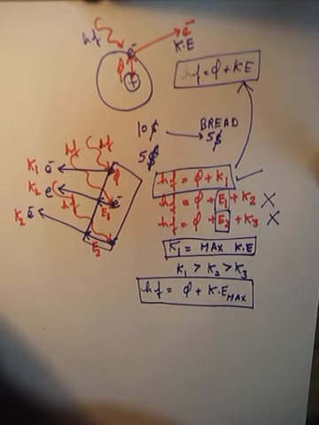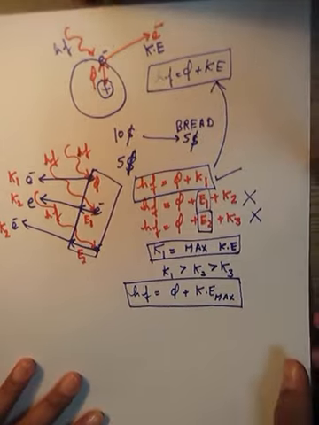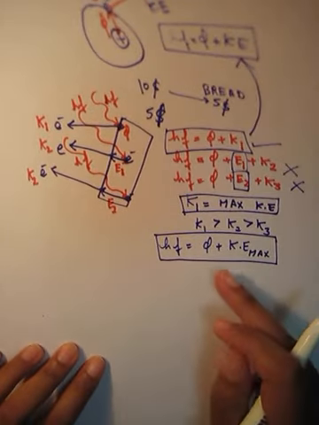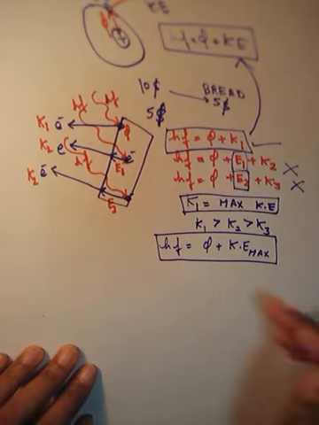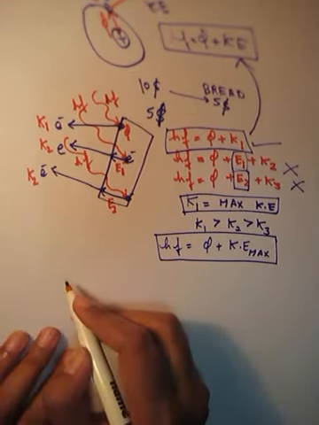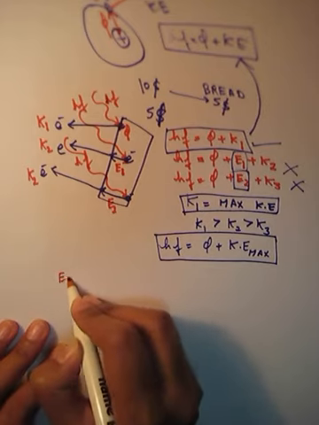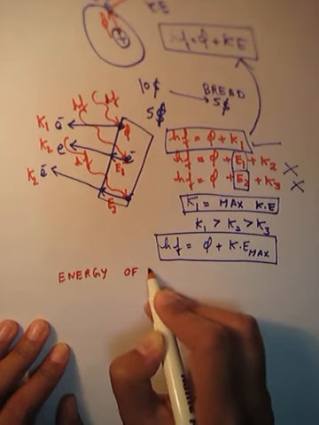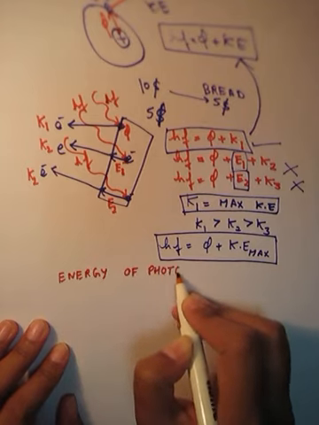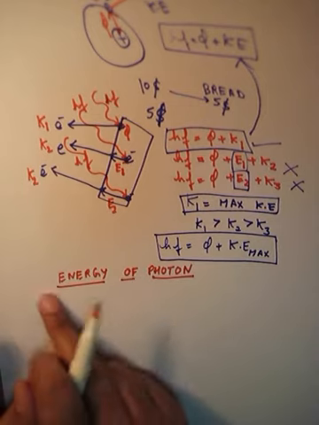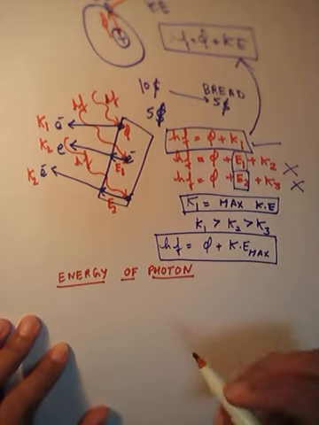So now let's try to figure out how the energy of the electron varies. We were discussing the energy of the photon, so let's discuss it more: how the energy of the photon affects this effect.